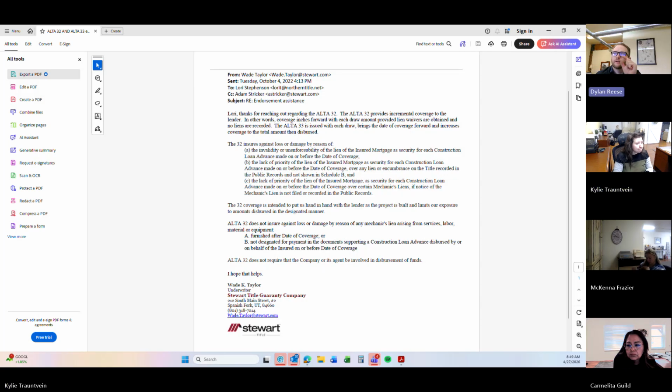Okay, on that first paragraph, where it says the Alta 33 is issued with each draw brings the date of coverage forward, as in to that draw. Yes, yes. So everything after that is good. What it's saying is that the way a policy is designed, it covers against things in the past. We don't provide forward coverage. So if, for example, we're saying, Kate, you paid the plumber, I'm ensuring that if the plumber files any liens, you're covered. Well, our policy was issued on the date that the mortgage was originally recorded.